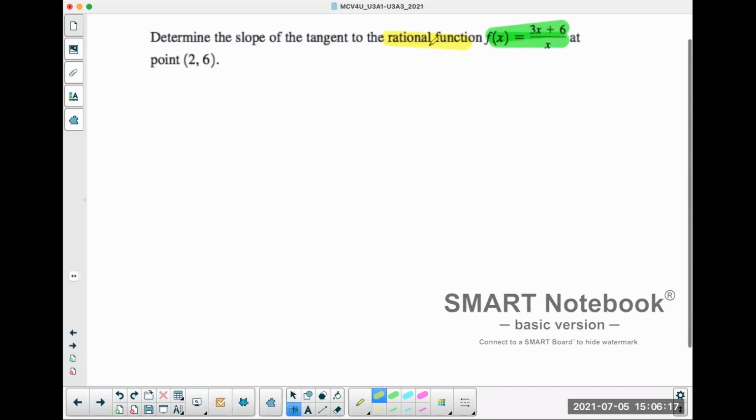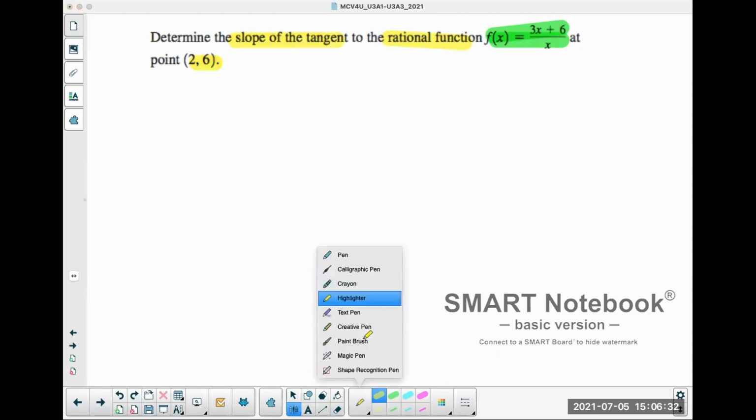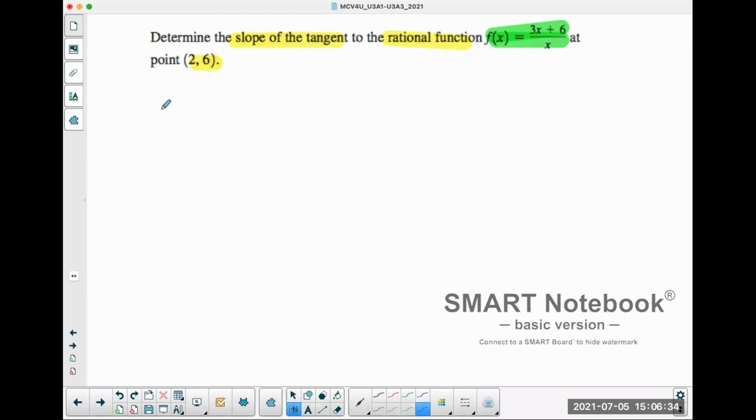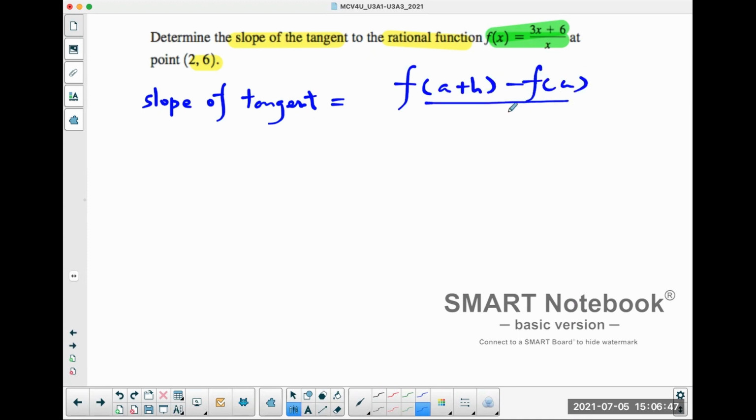Okay, so here's another function. This is called a rational function. You're going to have a numerator and a denominator, but the steps are similar. You're asked to find the slope of a tangent. You're given a point. So you're going to say, let me set up. Slope of tangent is going to equal f at a plus h minus f at a over h.